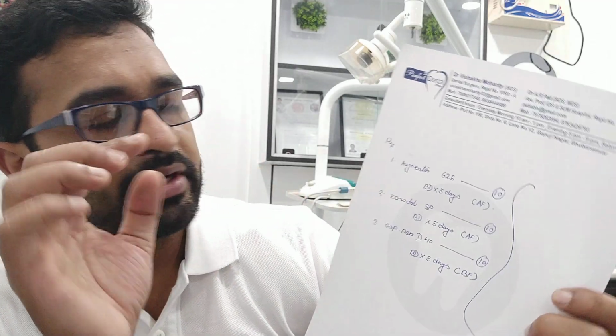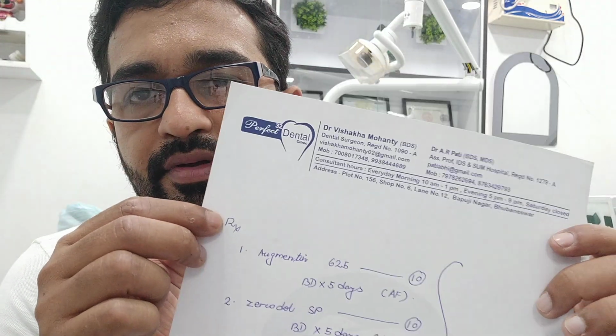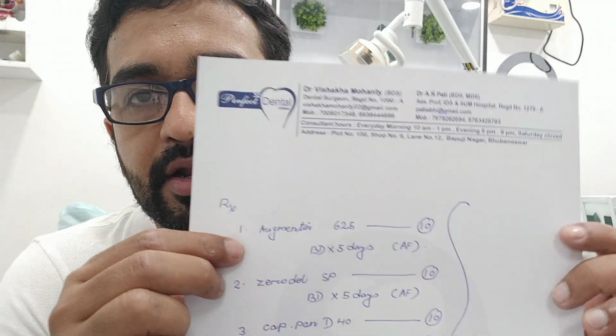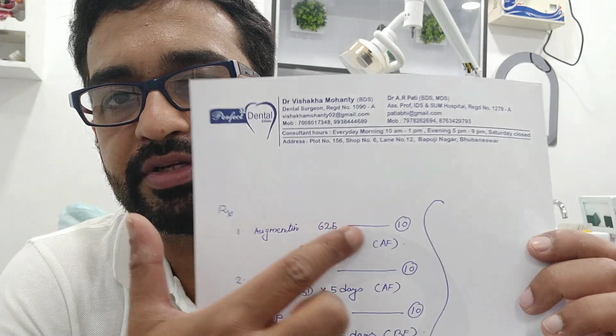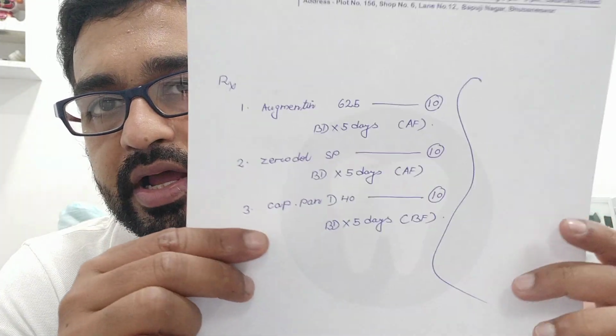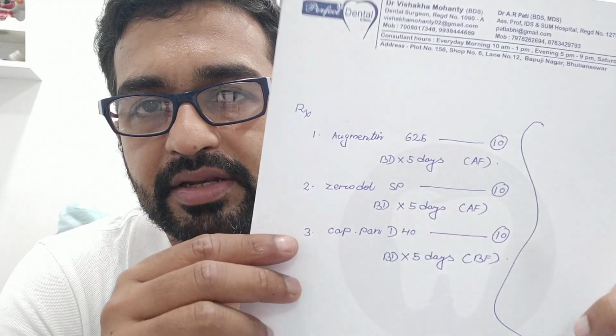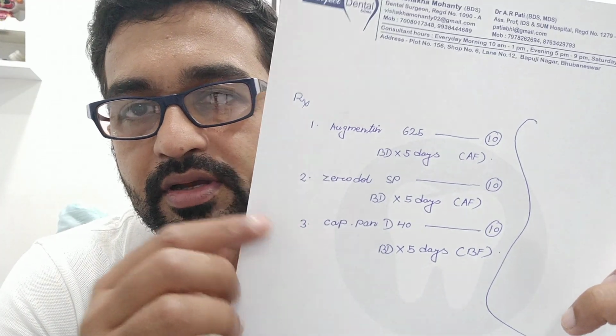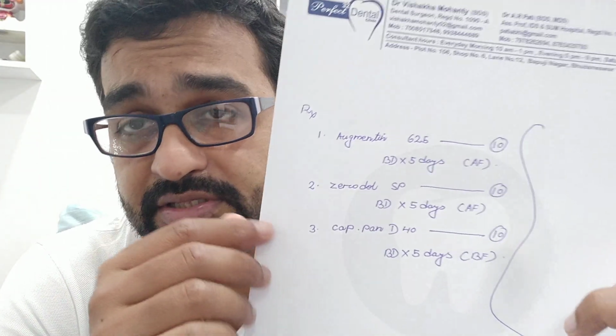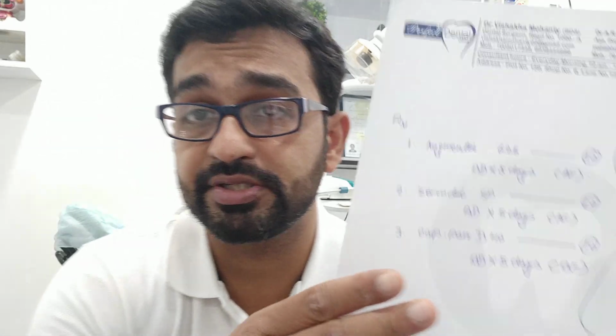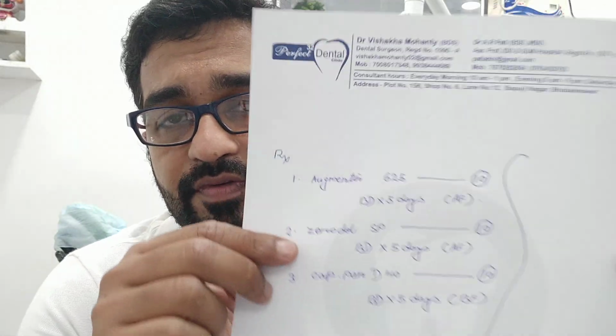What I have prescribed here is RX. Number one is Augmentin 625 mg, 10 tablets. What I have written here is BD into 5 days, twice daily for 5 days after food. The second medicine is a painkiller, and the third medicine is a gastritis medicine. It's not that I have written the gastritis medicine from the very beginning. The primary essential medicine should be written first, the very first.